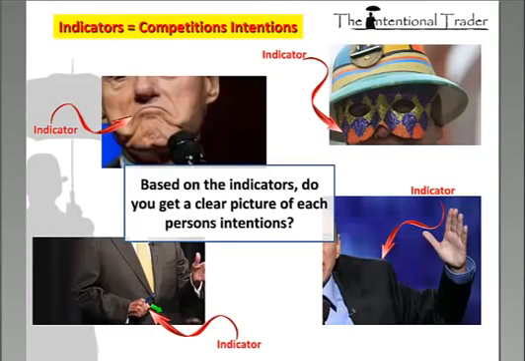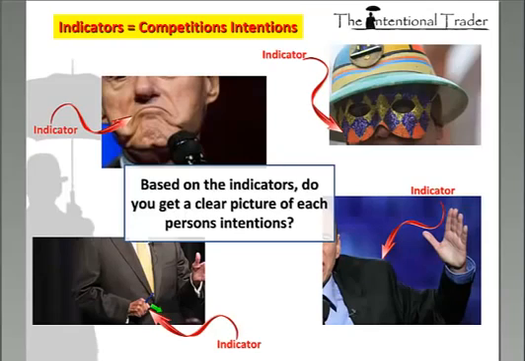For example, here are some indicators that some people will give, and indicators are basically what we're going to use to see what our competition's intentions are. Our competition, the big money, or other retail traders. What are their intentions? This is typically what an indicator is.